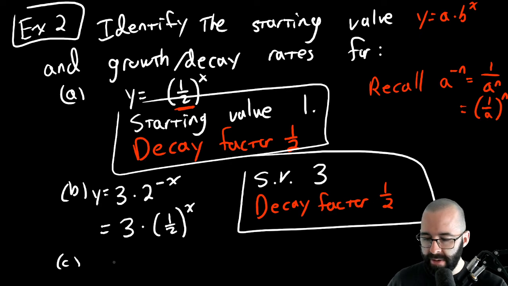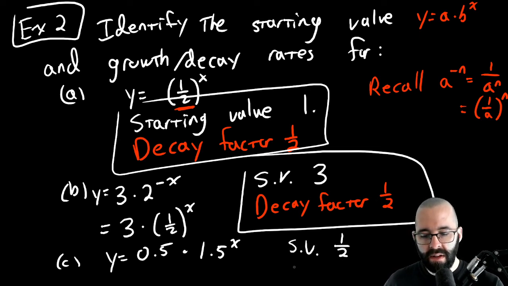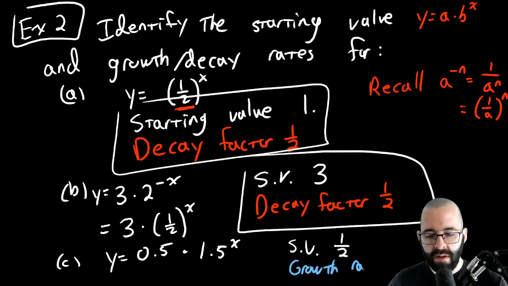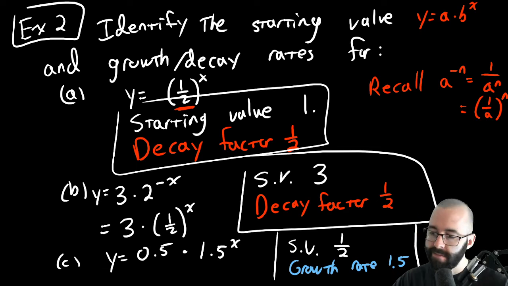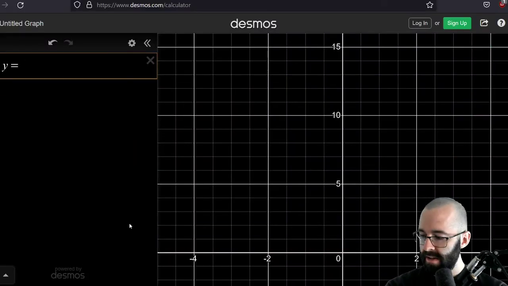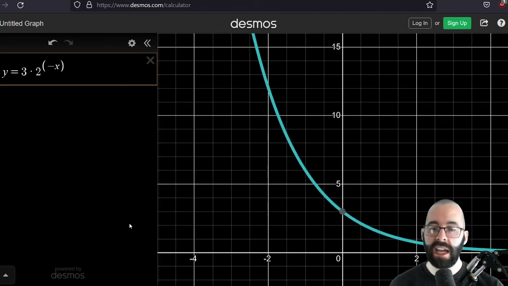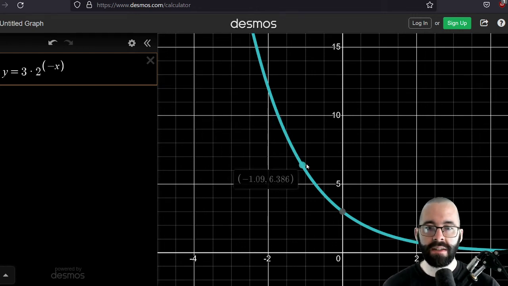Let's do part C real quick. Y equals 0.5 times 1.5 to the x. Starting value is 1/2. And now we have a growth rate or growth factor of 3/2 or 1.5. It's bigger than 1. That's how we can identify whether something's growing or shrinking. If you forget, go over here, type it in. What does 3 times 2 to the negative x look like? It looks like it's decaying. Move left to right. It is getting smaller.